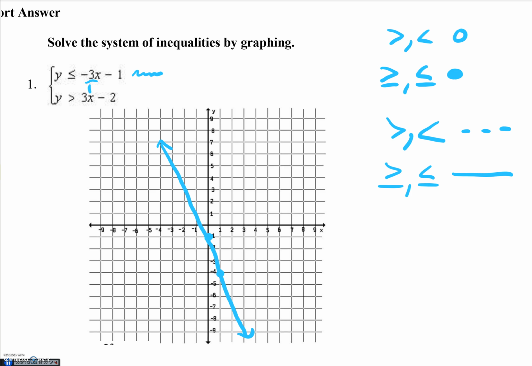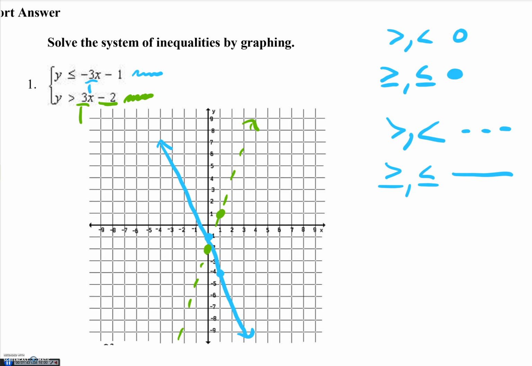The next one, we'll call it the green line. We'll start at -2, because again, that is the y-intercept. Then we're going to make the slope a fraction, that's 3 over 1. So this time we're going to go up 3. 1, 2, 3 over 1. It is going to be a dotted line because it is just greater than. So there's my dotted line.